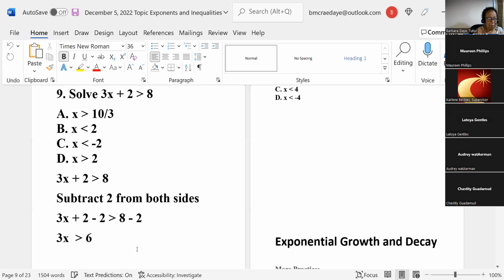D. That's right. In other words, it has to be greater than 2, because there again, 3 times 2 is 6. That would be equal. So it has to be greater than 2. Questions? Questions on number 9? Audrey, is that clear to you?